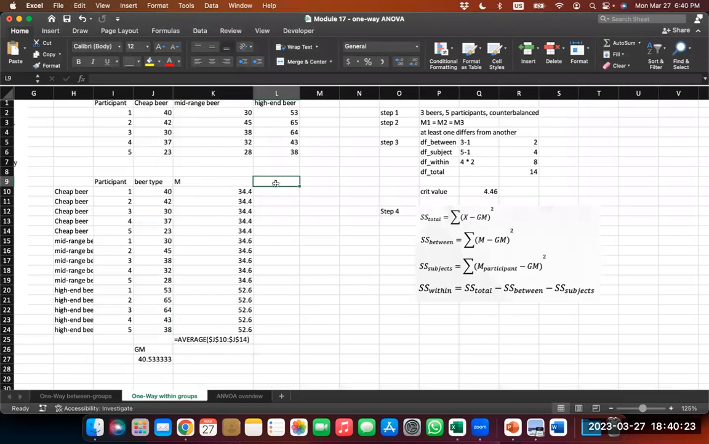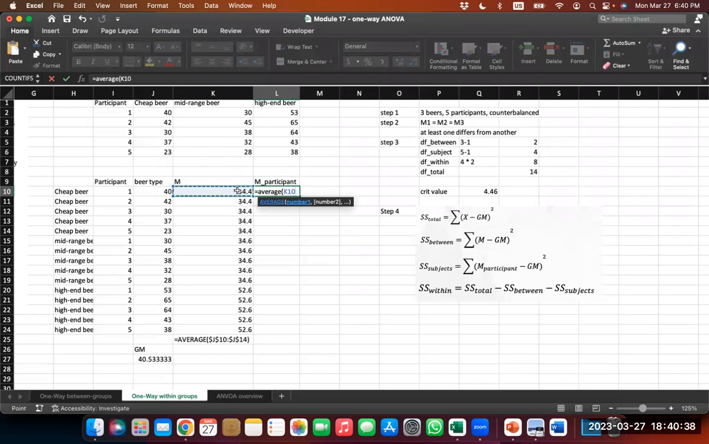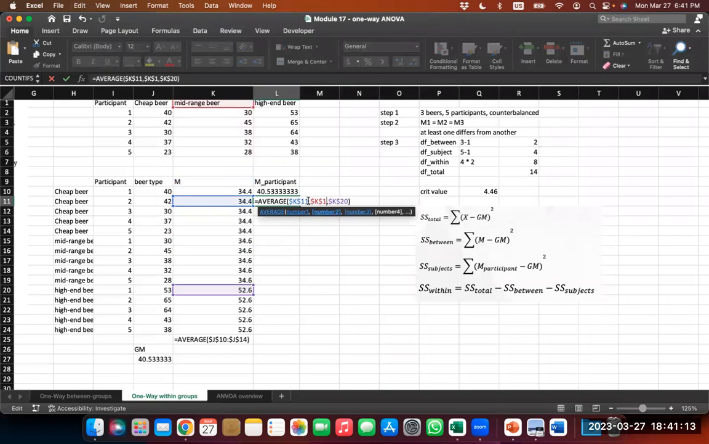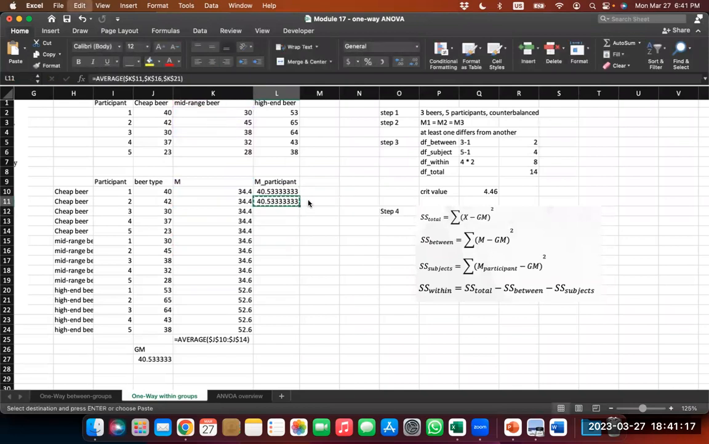So now we need a participant mean. That's a little bit more annoying because that requires the calculation for each entry for each participant. So you basically need to do the average of each participant. So you take the first participant, comma, second participant. No, same participant. So you go through all three. So you basically need to lock this in again. So you do $K10, $K15, $K20. Then you copy this one down and you change 10 to 11, 15 to 16, and 20 to 21. I know this is a little annoying, but it's so good.